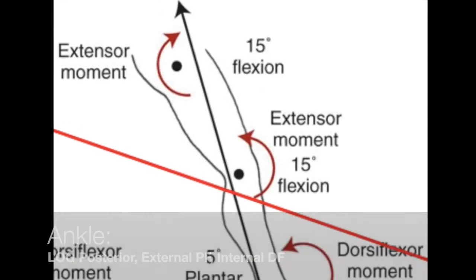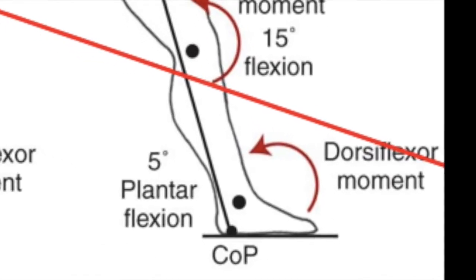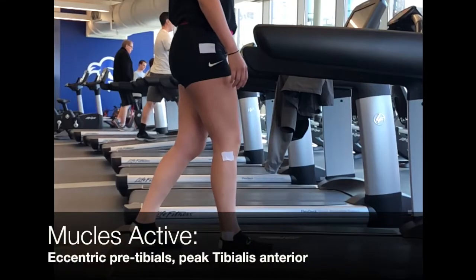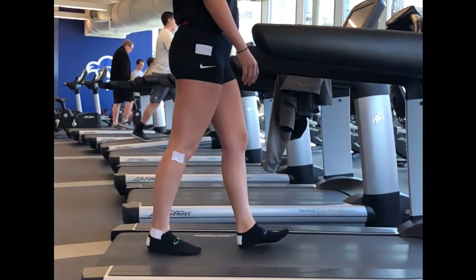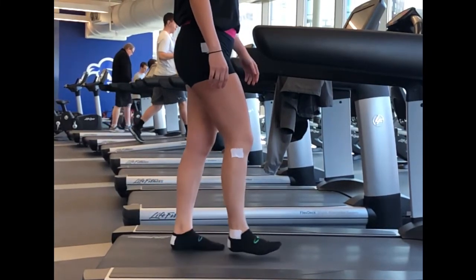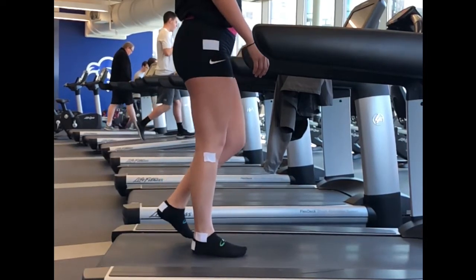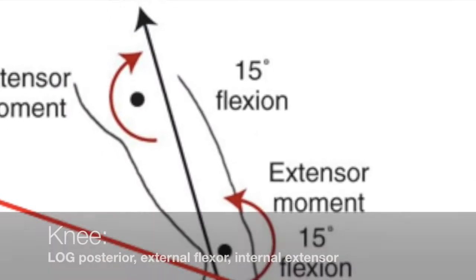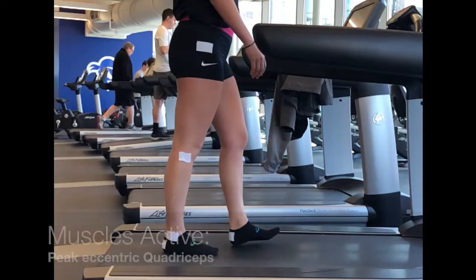In foot flat, the line of gravity remains posterior to the ankle, so there is still an external plantar flexion moment which forces the foot to contact the surface. Internally, there is a peak eccentric contraction of the tibialis anterior, and the gastrocnemius is activated to control the forward movement of the tibia. The pretibial muscles serve to pull the tibia forward during foot flat, and this forward momentum initiates knee flexion. At the knee during foot flat, the line of gravity moves posterior to the joint, so there is an external flexor moment.